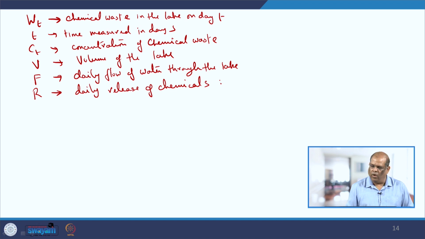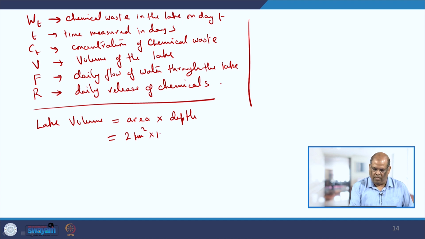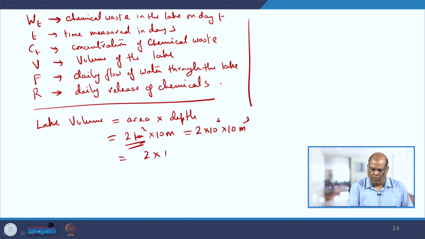So, the first thing we want is what is the lake volume, which is the area multiplied by the depth, and the area is 2 kilometers square multiplied by 10 meter. We have to convert it to meter. So, this is going to give 2 into 10 to the power 6 into 10 meter cube. So, 2 into 10 to the power 7 meter cube. So, that is the volume of the lake.